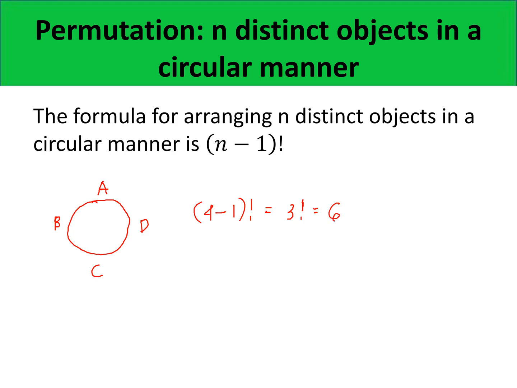Now, suppose that we want the two objects A and B to be seated next to each other or to be consecutive to each other, then we can treat them as one object. So this means that around the circular table, we only have three objects. First object would be the group of A and B, second object is C, and third object is D. So that will give us 3 minus 1 factorial. However, A and B can still be interchanged in their positions, which will give us an additional 2 factorial. So we have to multiply this 2 factorial with 3 minus 1 factorial. And therefore, this will give us 4.